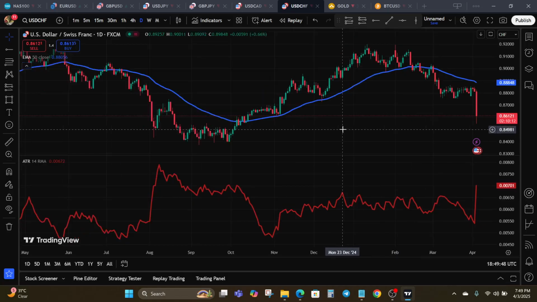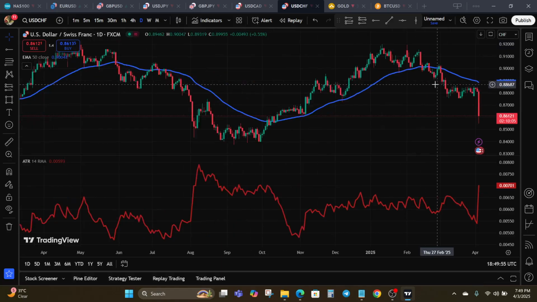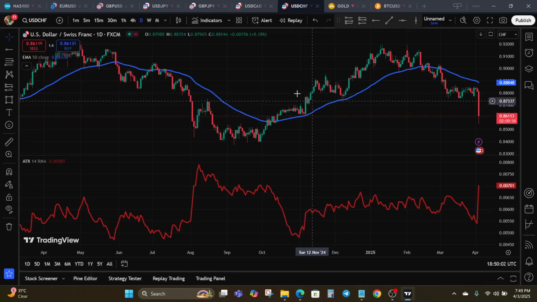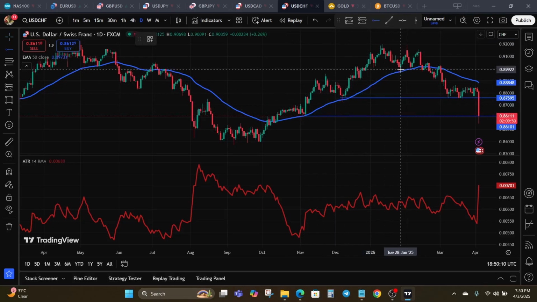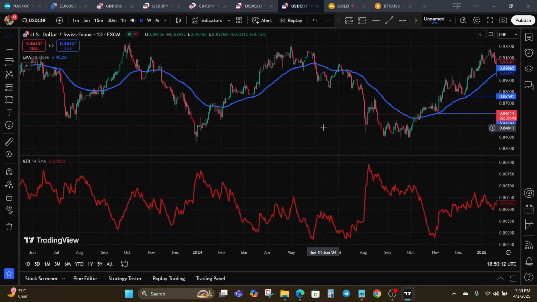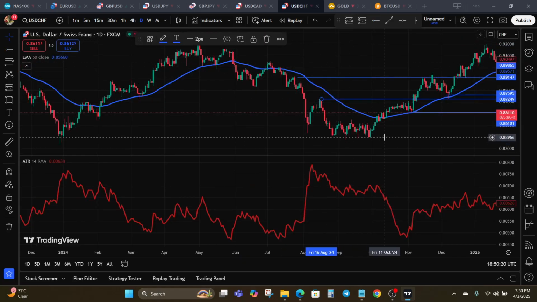The first step is to identify the market trend with the EMA. First of all, we determine whether the market is in an uptrend or a downtrend using the 50 EMA. If the price is above the 50 EMA, we only look for buy trades. Meanwhile, if the price is below the 50 EMA, we only look for sell trades. This ensures we are trading in the direction of the dominant trend.